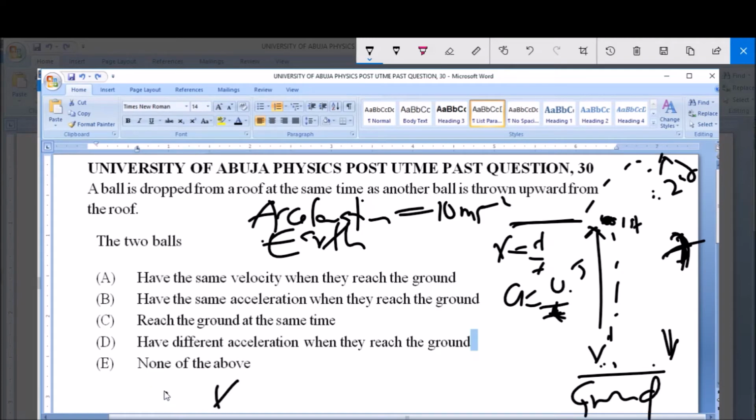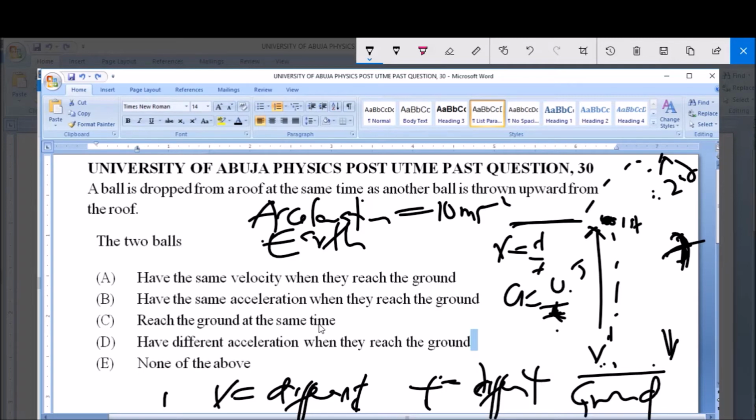So firstly the velocity will be different for both of them. Secondly, the time in which they reach the ground will be different, because this one will be going up while this one will be coming down. Before this one comes down, this one might have reached the ground, so their time will be different too. Different time, different velocities, but their acceleration will be the same due to the fact that the acceleration of the Earth is 10 meter per second squared. Both balls are falling with respect to this acceleration. So even at the point where they reach the ground, the acceleration will be the same.